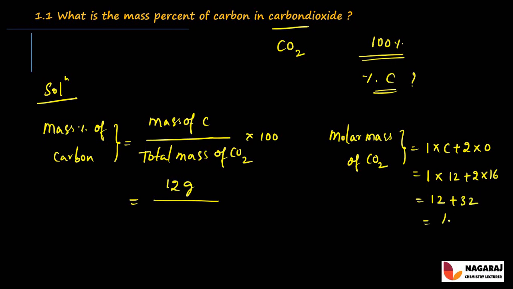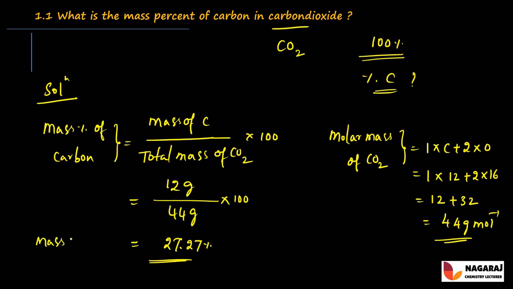That is equal to 44 grams per mole. Right? So the mass of carbon dioxide is 44 grams into 100. That is, grams cancelled, and 12 divided by 44 into 100. So on simplification it gives 27.27%.